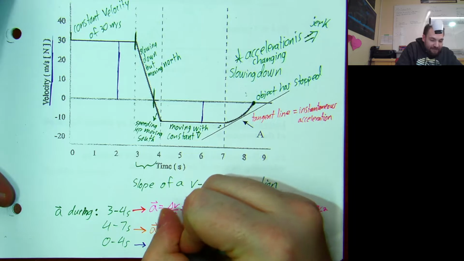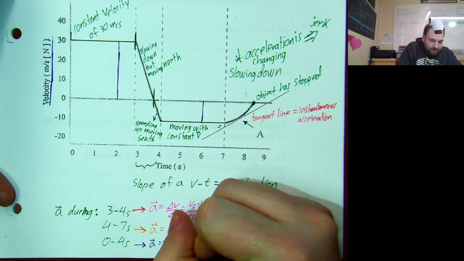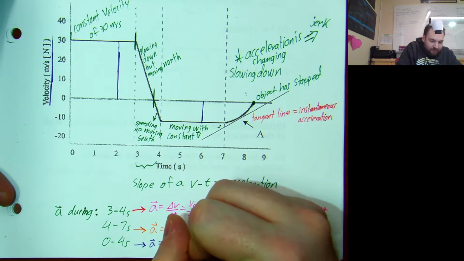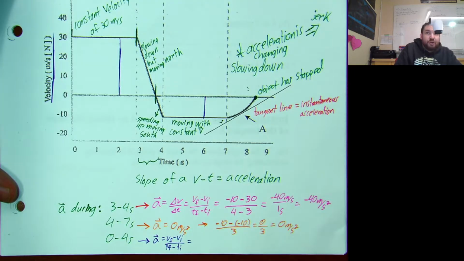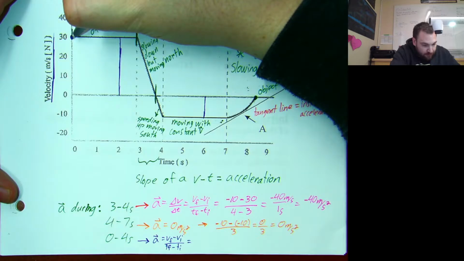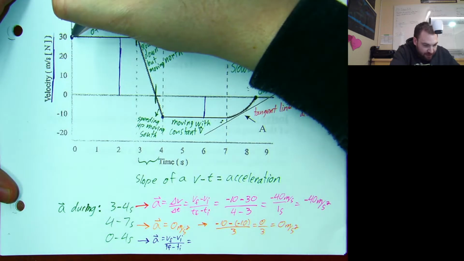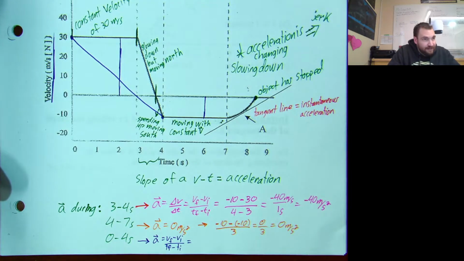Let's go back to the definition: V final minus V initial over T final minus T initial. You said you wanted to draw a line. What was the line you wanted to draw? From the beginning to the final second. So this is what you're finding. That is the acceleration that we're looking for. It's not perfect, but it's not bad.